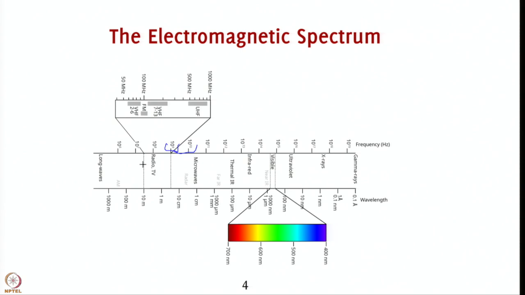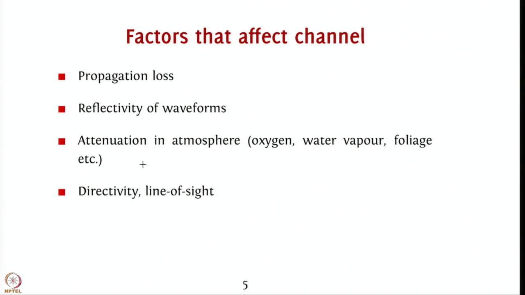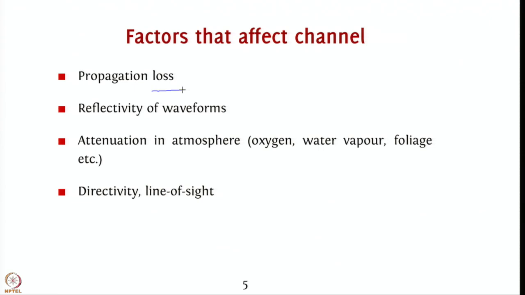Now, if you look at why you choose one frequency over the other, there are multiple considerations. Of course, one is policy. For example, the government may tell you to use only this particular channel, or the government may say you have to pay for this particular frequency usage and you may choose based on that. You have to decide based on propagation loss, that is, how much energy loss happens if I signal at that particular wavelength or frequency.